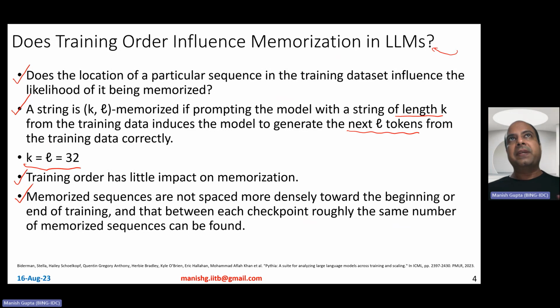So it basically means that whether this model reads the textbook way before the exam or very close to the exam, nothing much changes. The memorized sequences don't favor data which occurs in the beginning of the pre-training versus towards the end of the pre-training.